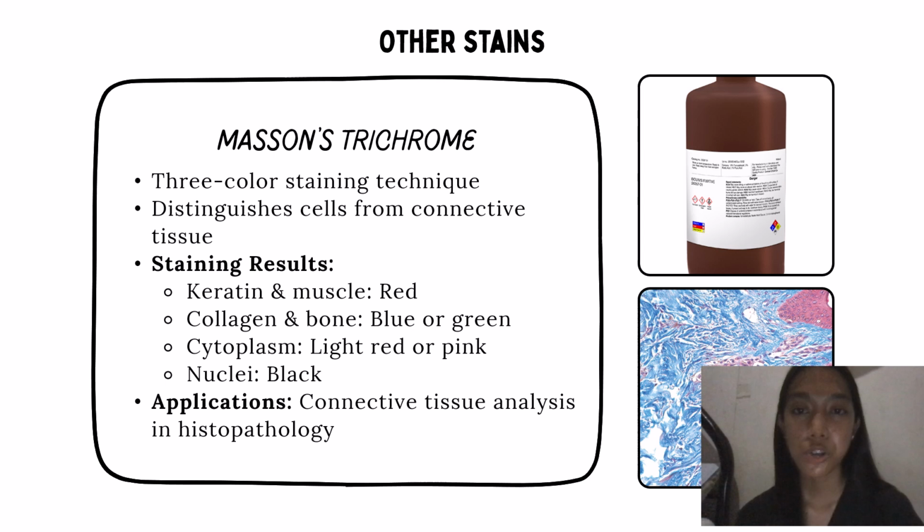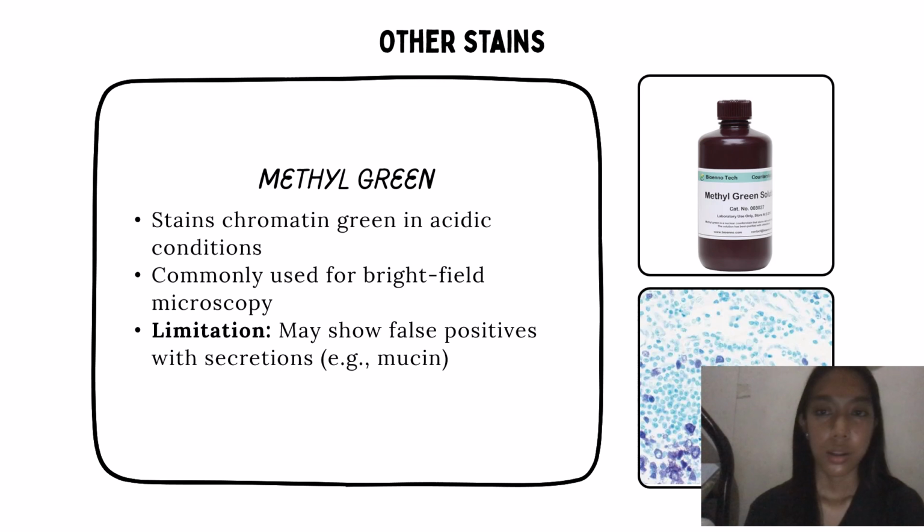Next is the Masson's trichrome, which is a 3-color stain that is used to distinguish cells from surrounding connective tissue. So the resulting colors are red for keratin and muscle fibers, blue or green for collagen and bone, light red or pink for cytoplasm, and black for nuclei. Next is methyl green, which stains chromatin green in acidic conditions, commonly used in bright field microscopy. However, it can sometimes result in false positive when applied to certain secretions like mucin.